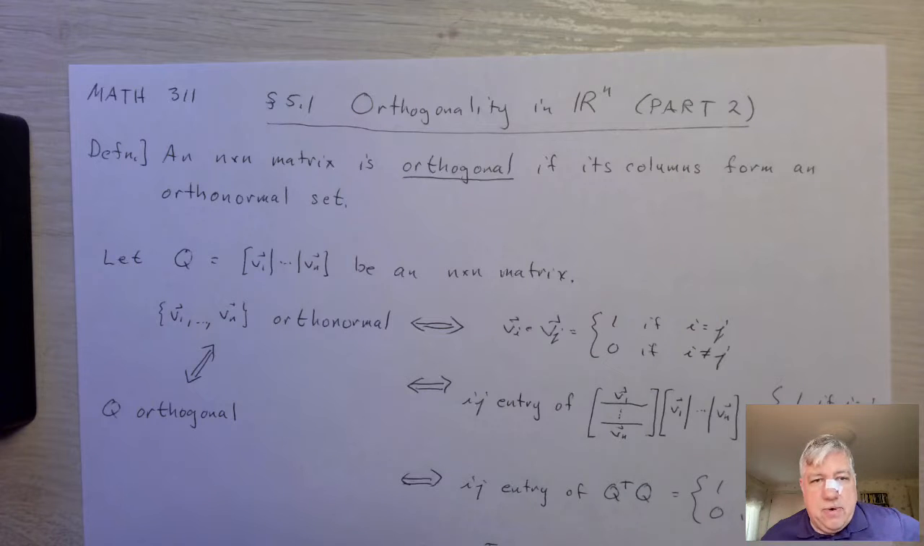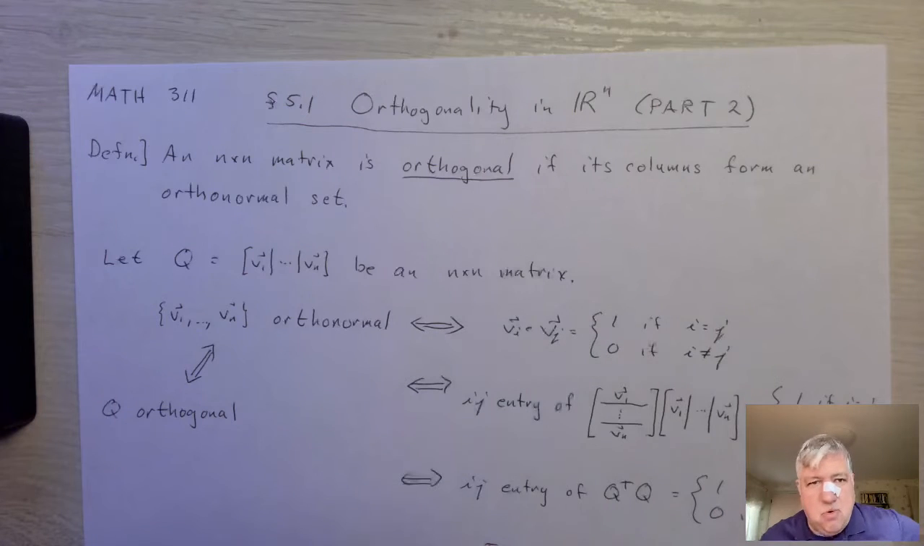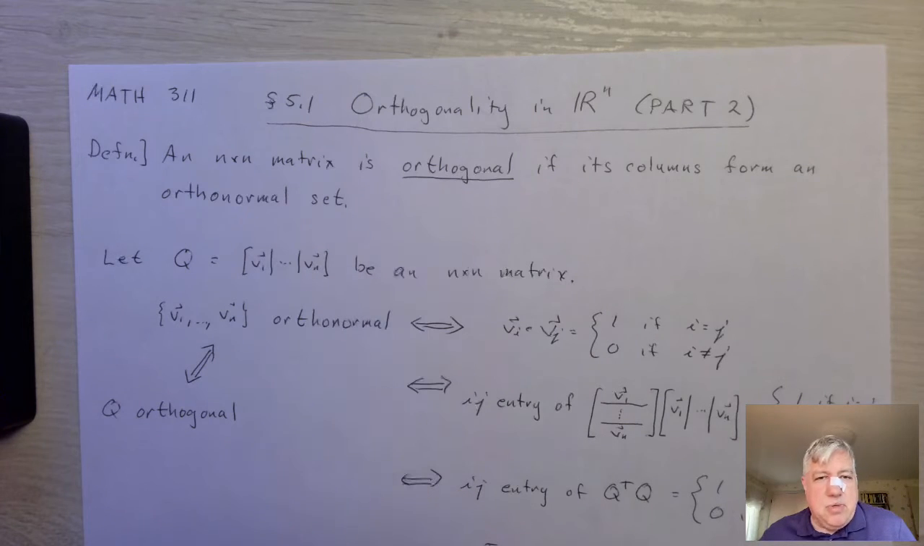We say that a square matrix is orthogonal if its columns form an orthonormal set. Now, that seems a little strange. Why wouldn't we just call them orthonormal matrices? Well, I guess the sense of orthogonality has been around a lot longer than the term orthonormal. But anyway, if the columns are orthonormal, then the corresponding matrix is orthogonal.